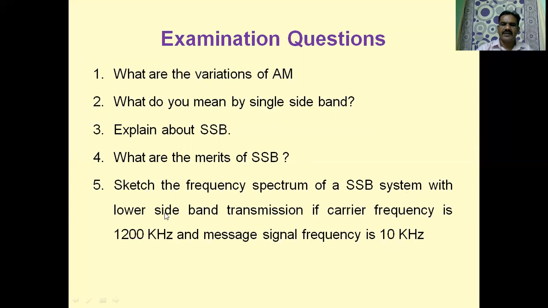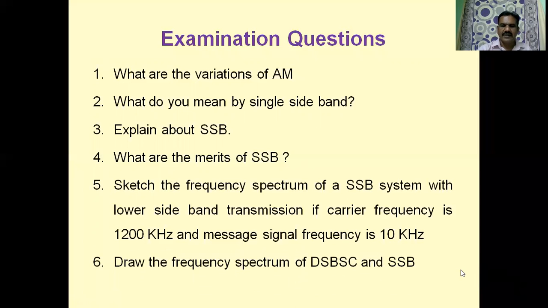In this case, we are transmitting LSB. LSB is equal to FC minus FM. FC is 1200 kilohertz minus FM is 10 kilohertz. 1200 minus 10 is 1190 kilohertz. At 1190 kilohertz, there is a sideband. You can draw the frequency spectrum very easily. Draw the frequency spectrum of DSBSC and SSB modulation schemes. Explain about the DSBSC modulation scheme.